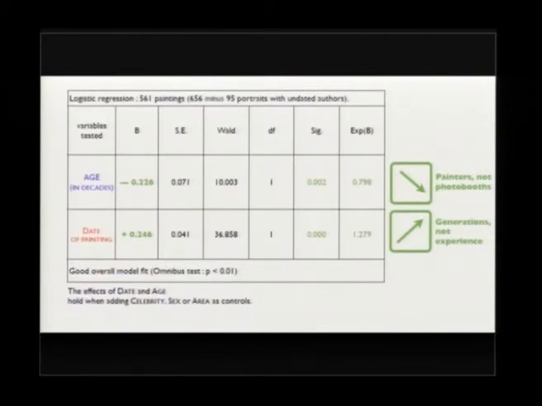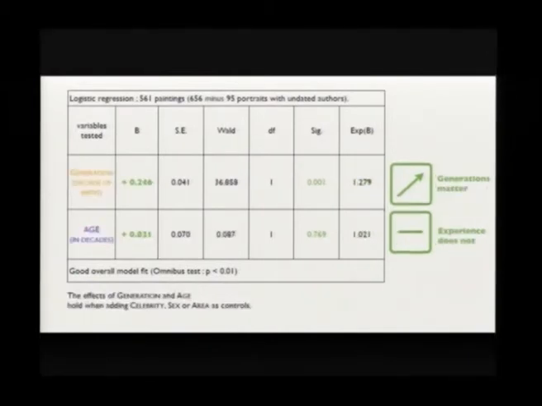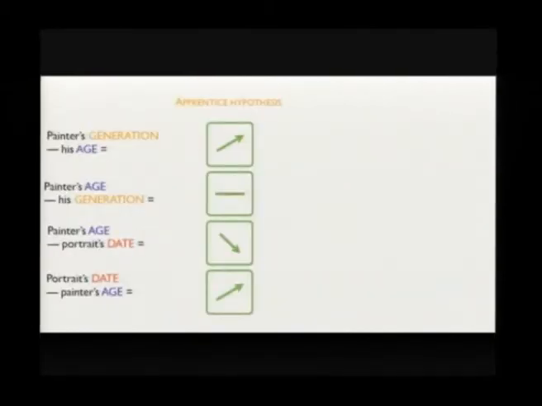And we know that it's generations, not experience, that matter, because with every additional decade added to the date of the painting, we get an upward effect on the proportion of direct gaze paintings, which is exactly equivalent to this effect. Right, so the apprentice hypothesis seems validated.